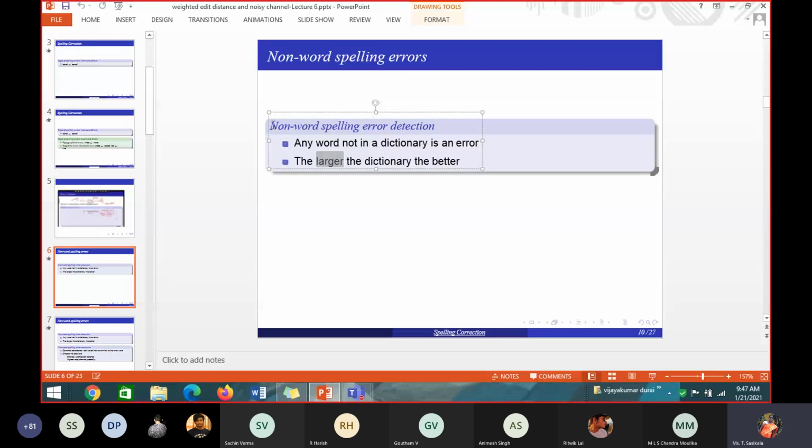So how should my dictionary be, students? Should it be larger, which will be better, or smaller, which will give a better result? Larger. Larger in the sense here represents what? The number of words. Very good. Larger here means the number of words. The larger the number of words present in the dictionary, the better the result. The smaller the number of words present in the dictionary, the less proper the result.